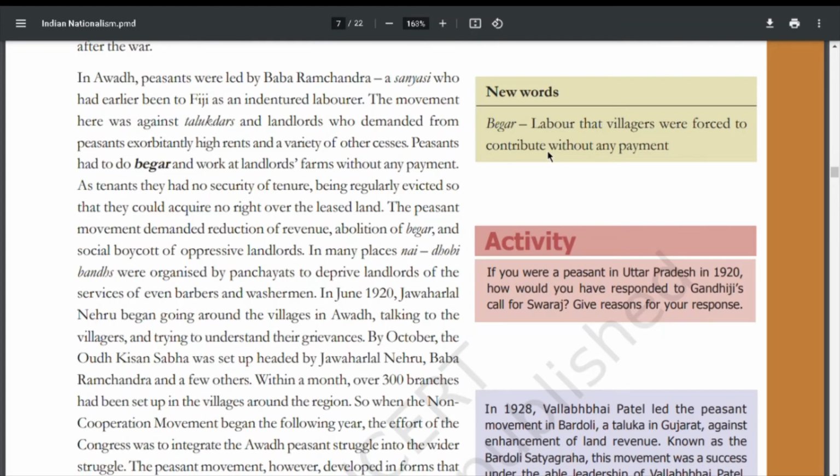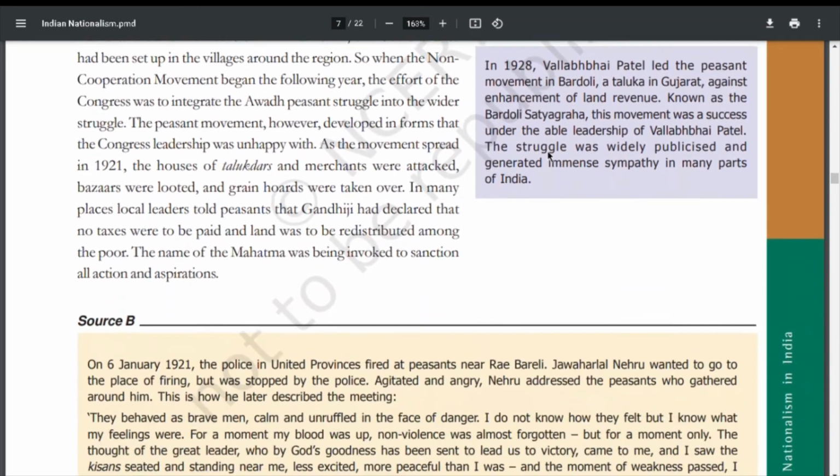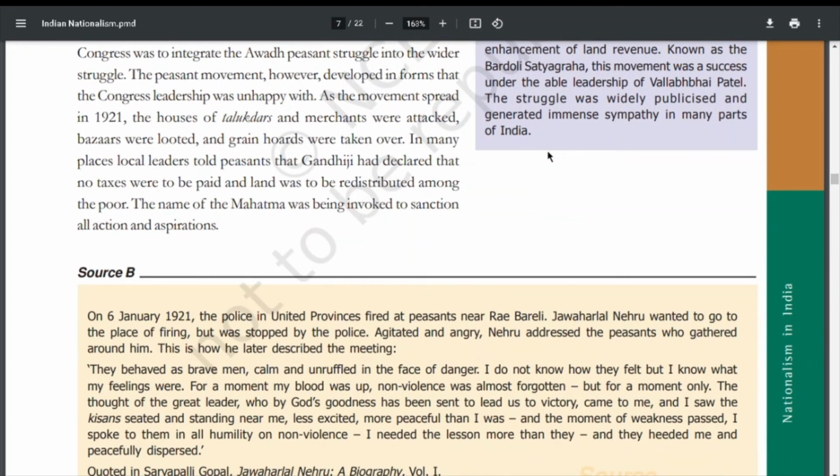In June 1920, Jawaharlal Nehru began going around the villages in Awadh, talking to the villagers and trying to understand their grievances. By October, the Oudh Kisan Sabha was set up, headed by Jawaharlal Nehru, Baba Ramchandra and a few others. Within a month, over 300 branches had been set up in the villages around the region. So when the non-cooperation movement began the following year, the effort of Congress was to integrate the Awadh peasant struggle into the wider struggle. The peasant movement, however, developed in forms that the Congress leadership was unhappy with.